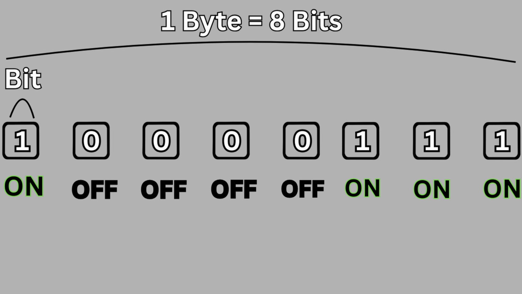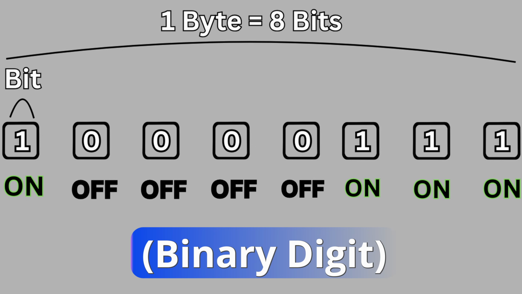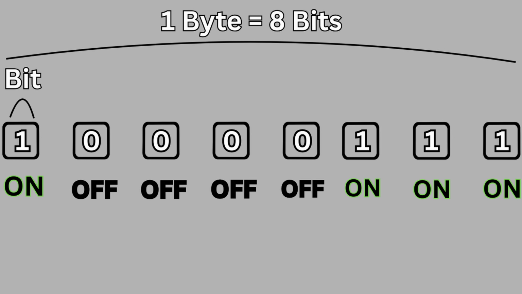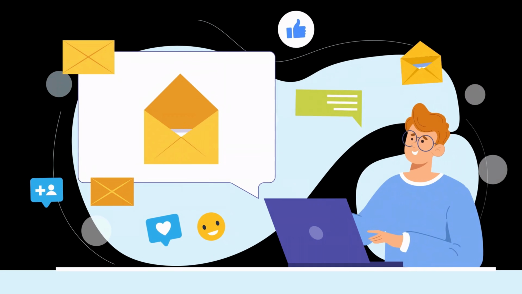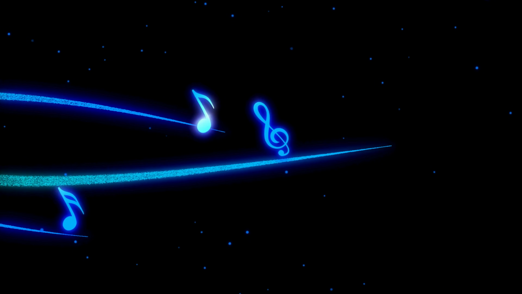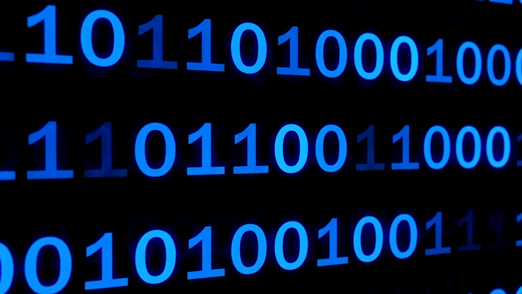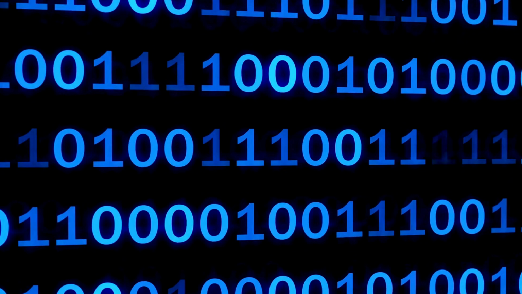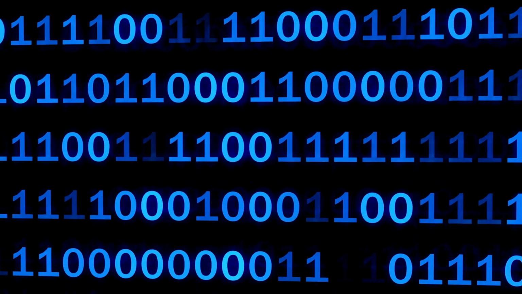Each one of these on or off signals, a single one or zero, is called a bit, short for binary digit. And when you group eight of these bits together, you get a byte. Every single piece of information your computer handles, a letter in an email, a color of a pixel, a note in a song, is broken down into these vast strings of ones and zeros. It's the only language the computer truly understands.